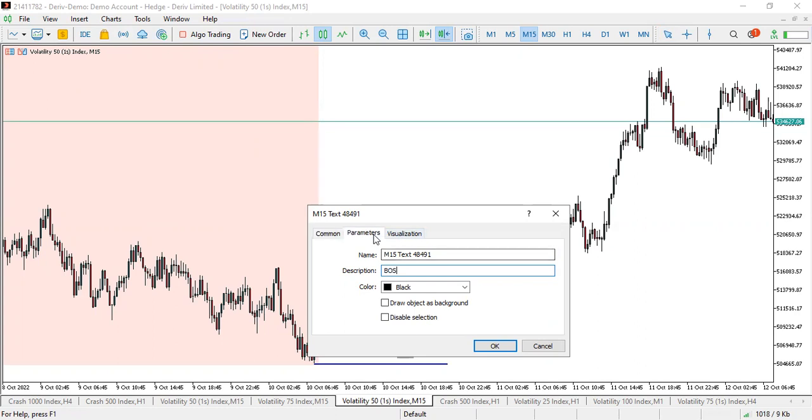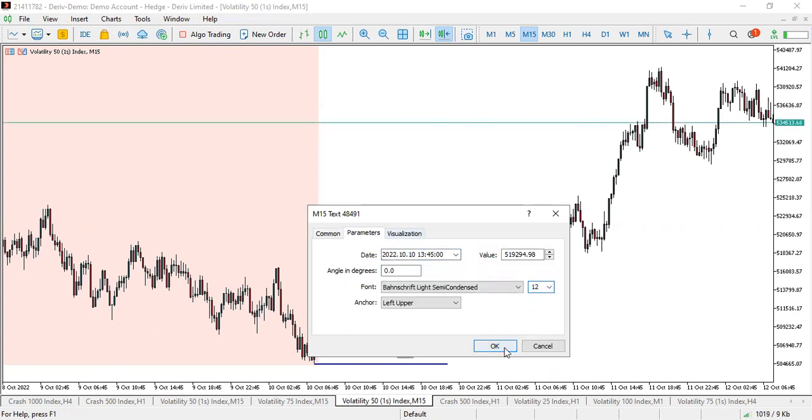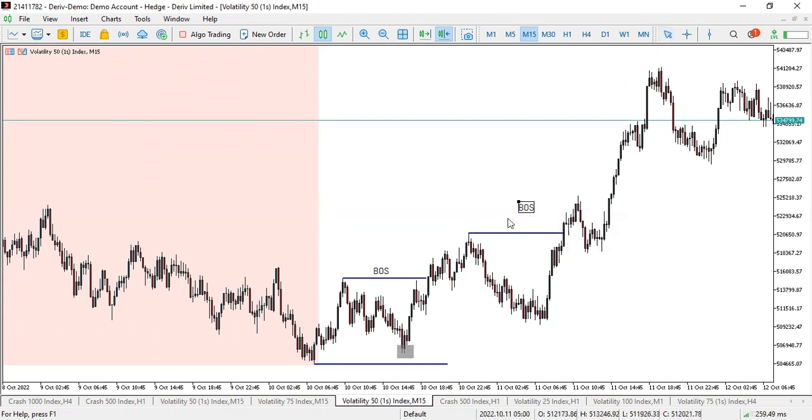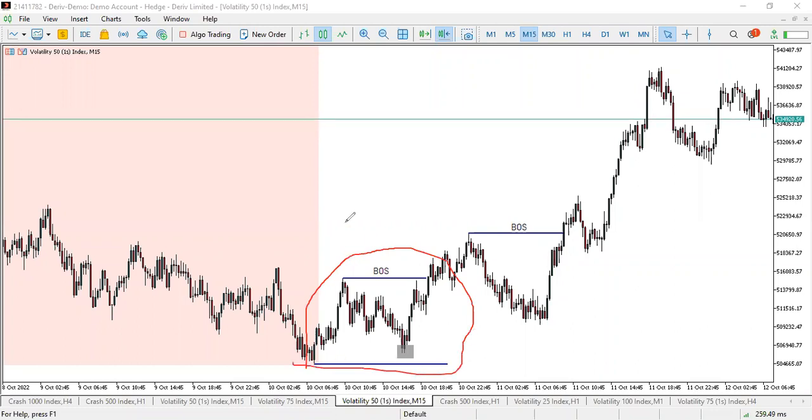The level that I'm drawing, this is our BOS. So let's do this. Now check what's going to happen. Then from this zone, from this level, we are just getting confirmation. We don't place any trade. Confirmation, confirmation, confirmation. Now, the confirmation that we are getting from this zone is that the market will start bullishing up.